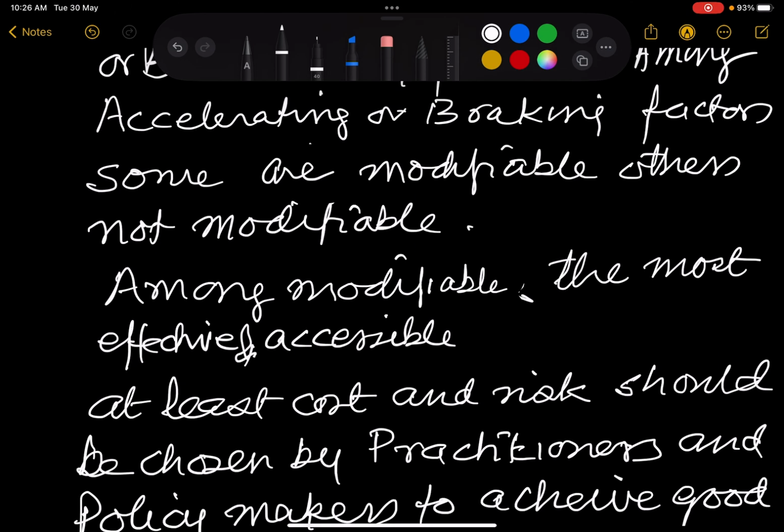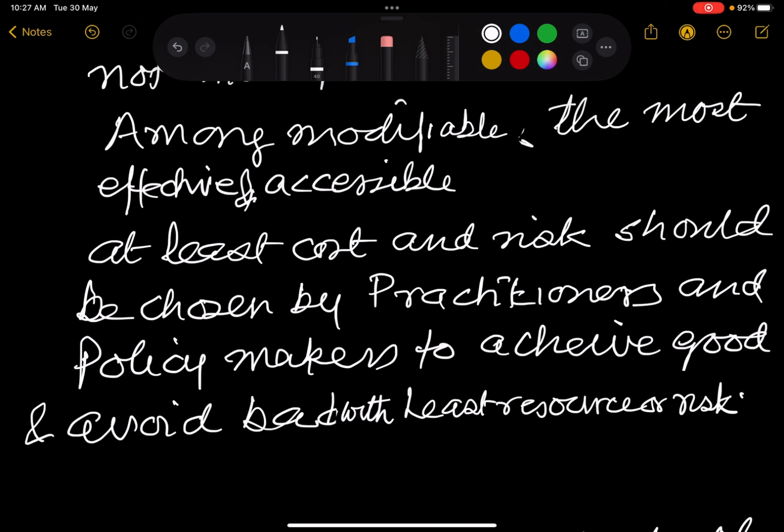So among the modifiable, you want to choose the most effective, the most accessible, easy to use, the least costly, and the least risky. And a collection of these modifiable factors would form guidelines which will control practice of medicine or health policy. And this is what the entire health system is engaged with all the time.